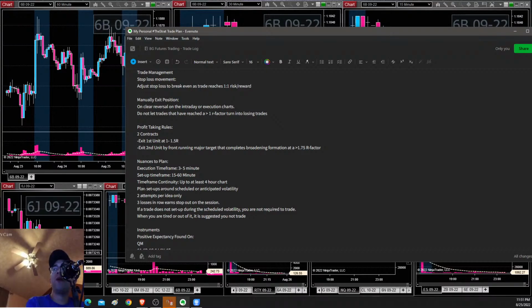For time frame continuity, I want to see time frame continuity up to the 4-hour chart. It's not a make it or break it. Just depends on how I see things across the time frames. But it's better when we have time frame continuity up to the higher time frames, at least up to the 4-hour chart.